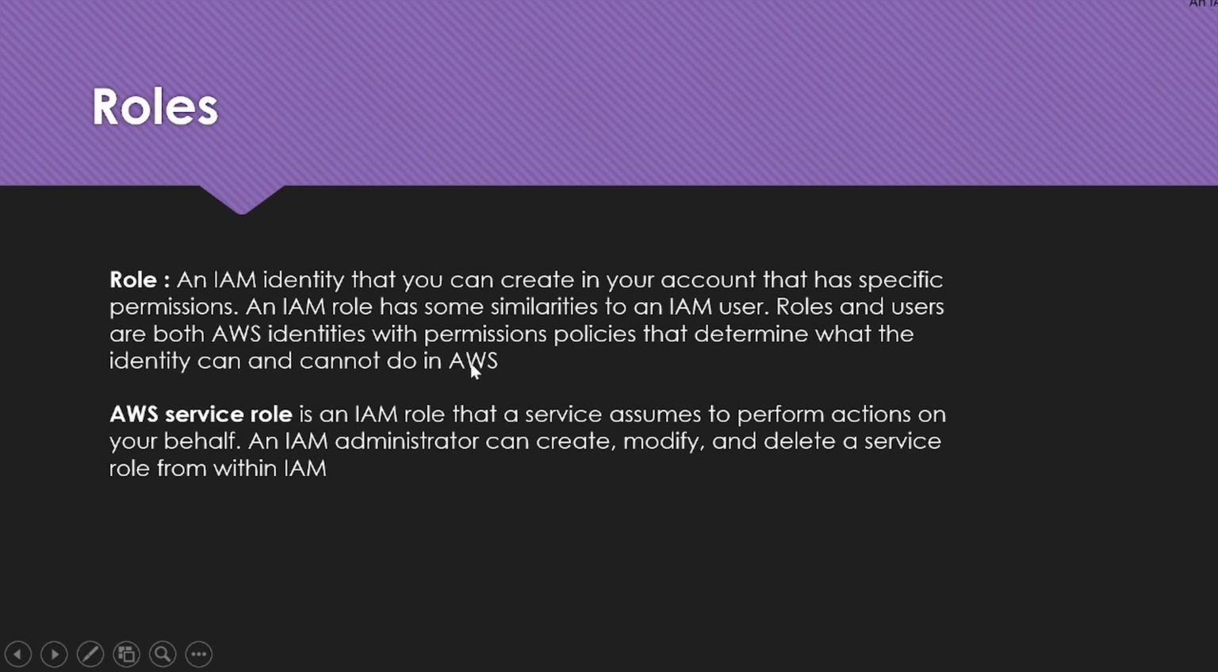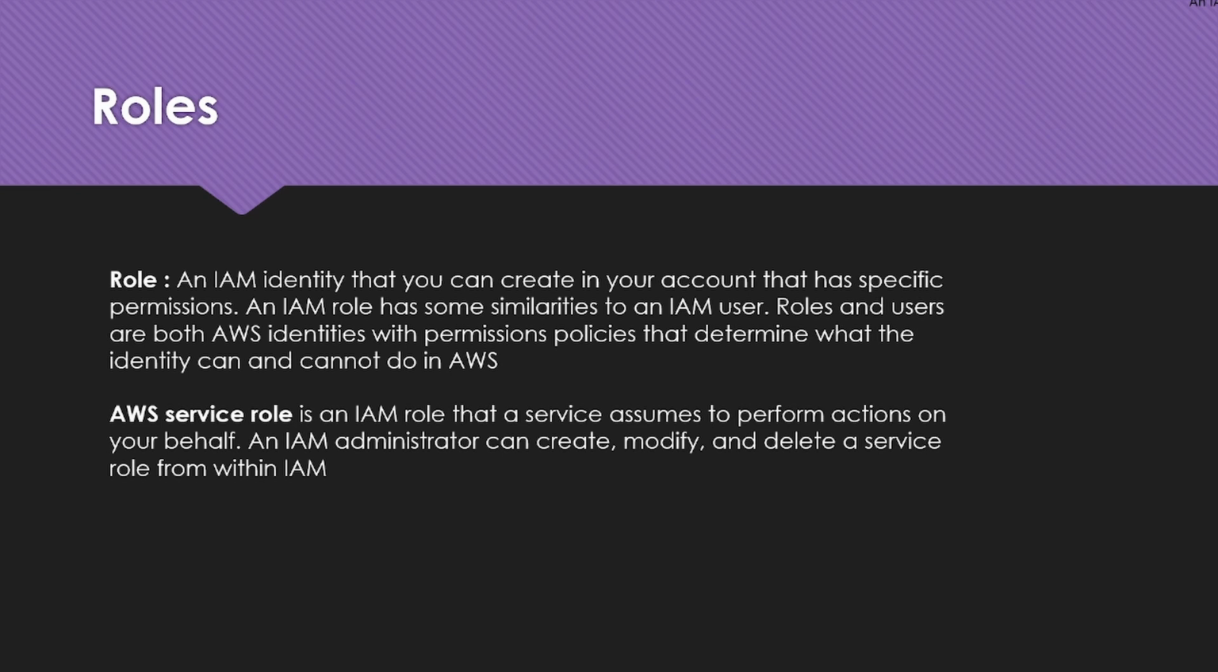An IAM role has a similarity to an IAM user. Roles and users are both AWS identities with permission policies that determine what the identity can and cannot do. When you create a role, it's not that different from creating a group, but you would not want to create a role very often. When you create a role, you probably would want to do something like a POC, a proof of concept. For example, if some new organization is going to sign up and they would want to have their own managed access.